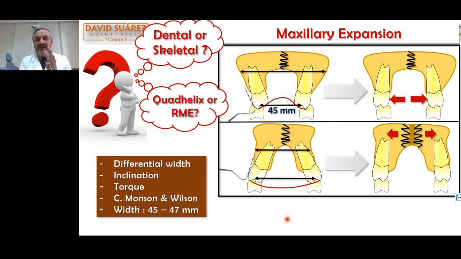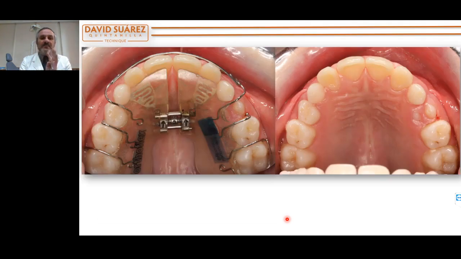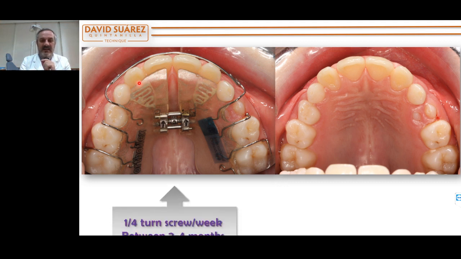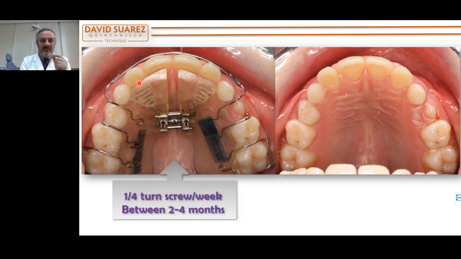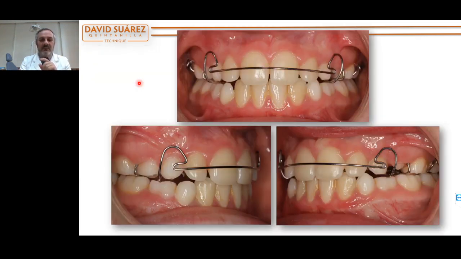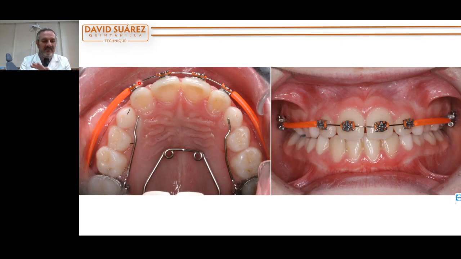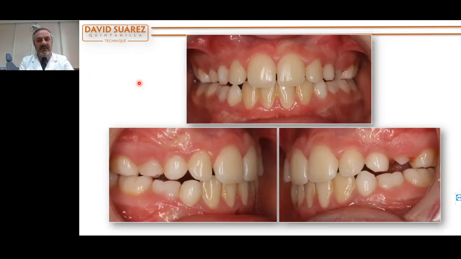In this case, at the start of the treatment, it's possible to produce the expansion only with a removable appliance. We are using a removable appliance with a screw to produce the protrusion of the lateral incisor. Okay, and we move the screw every 2 or 4 months. Very simple treatment, very simple treatment and expansion, and at the end of the first phase of the treatment.